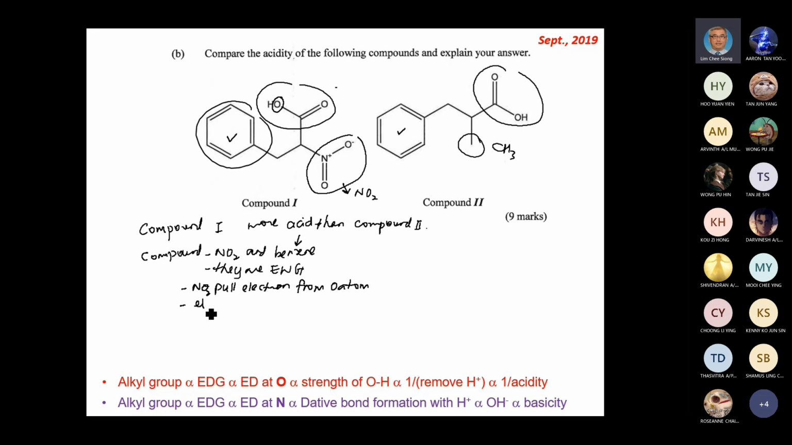This makes the electron density get what? Reduced. Then the bond strength between O and H gets what? Weaker. So it's easier to donate or to release H plus. H plus is an ion, not an atom, an ion. So this makes the acidity increase.